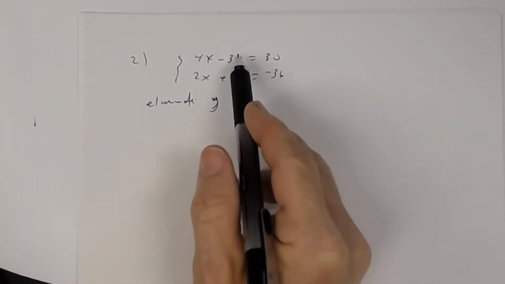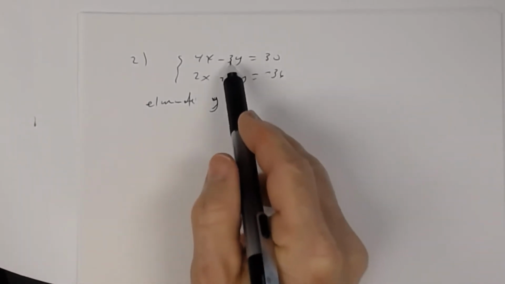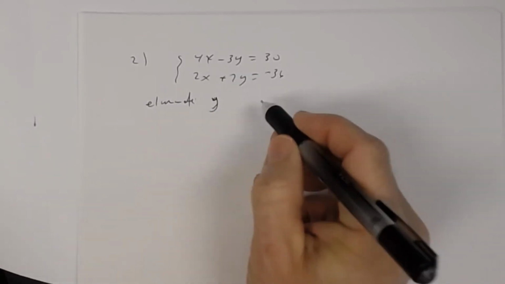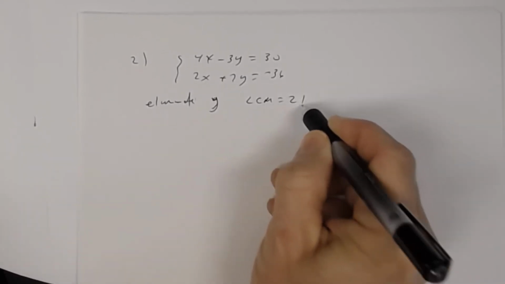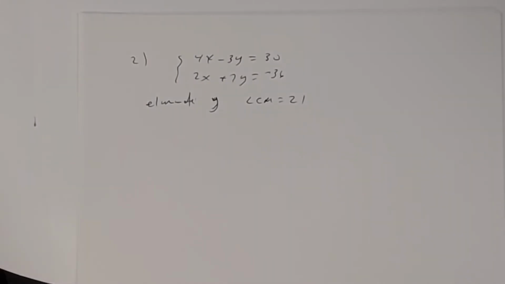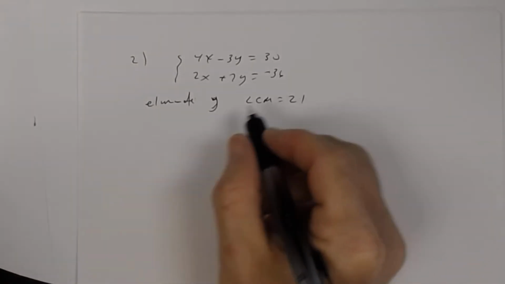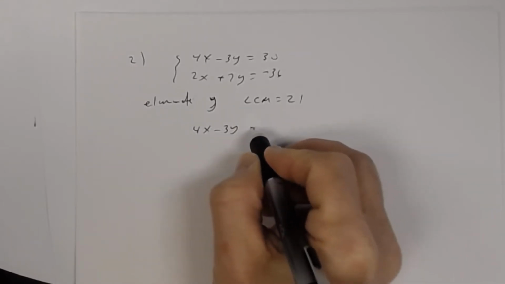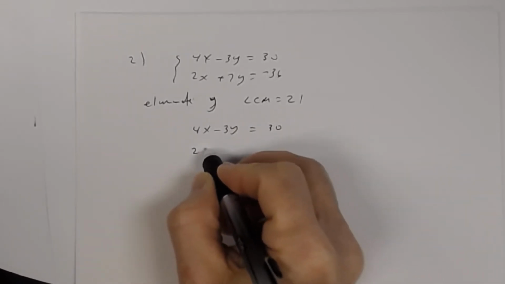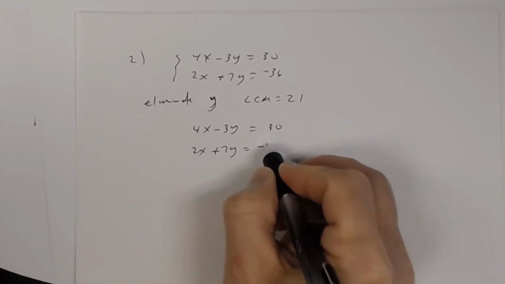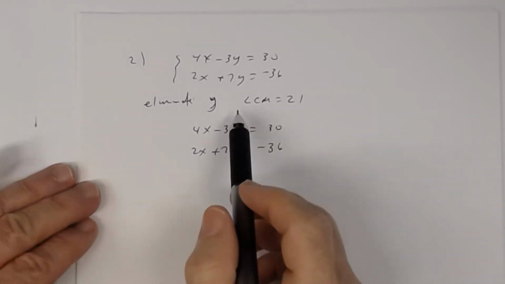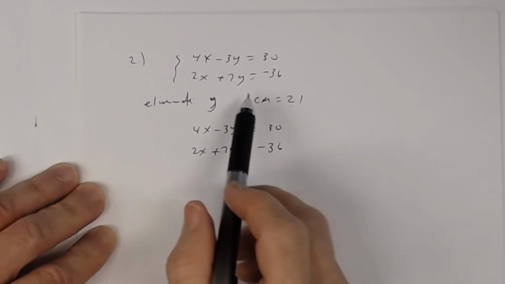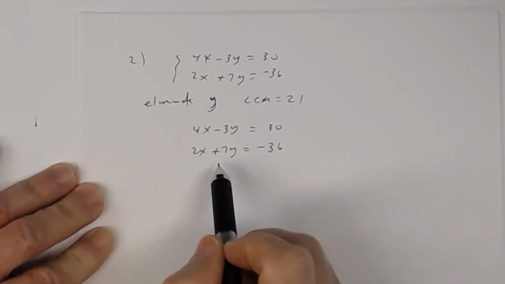Okay, so to eliminate the y's, you've got to look at the least common multiple of negative 3 and 7. So the least common multiple will be 21. That's the smallest number that 3 and 7 will go into. And so now we're going to have to multiply. So let's look at our equation. 4x minus 3y equal 30, and then 2x plus 7y equal negative 36. Since neither of the y coefficients is 21, I'm going to have to multiply both equations by a number.